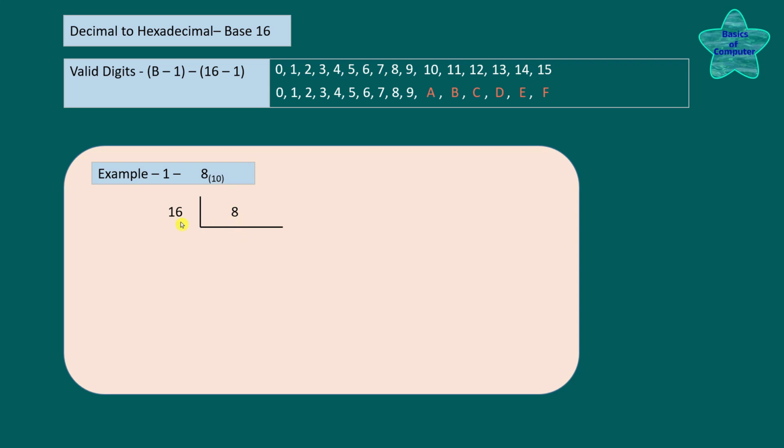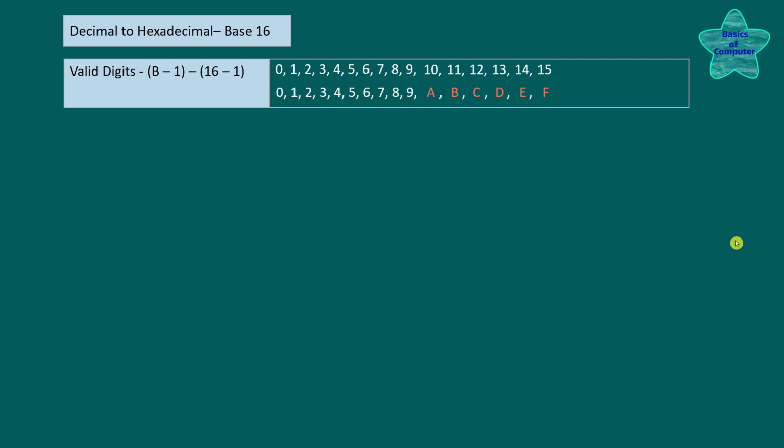Start dividing 8 by 16. 8 is already less than 16. So 16 zeros are 0, remainder is 8. And we write the answer from bottom to top. We know the drill. So 8 to the base 10 is 08 to the base 16. Very simple example, not much complication. Let's take one more example.